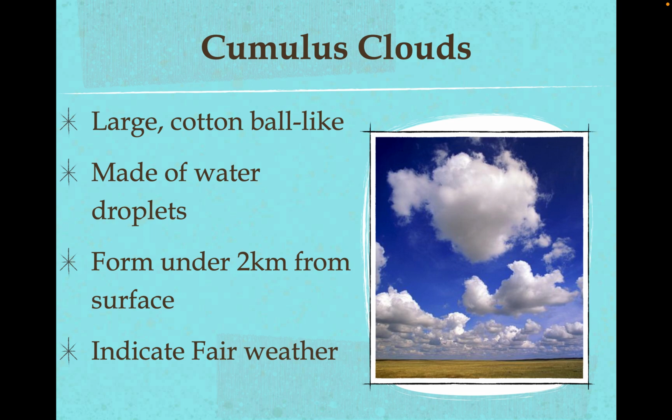They're made up of nice big water droplets. They form under 2 kilometers from the surface, so that's under a mile. So relatively low in the sky. And like I said, they indicate fair weather. These are our classic clouds, though. They're so cool when you see them moving fast. They're big and they seem really low in the sky.